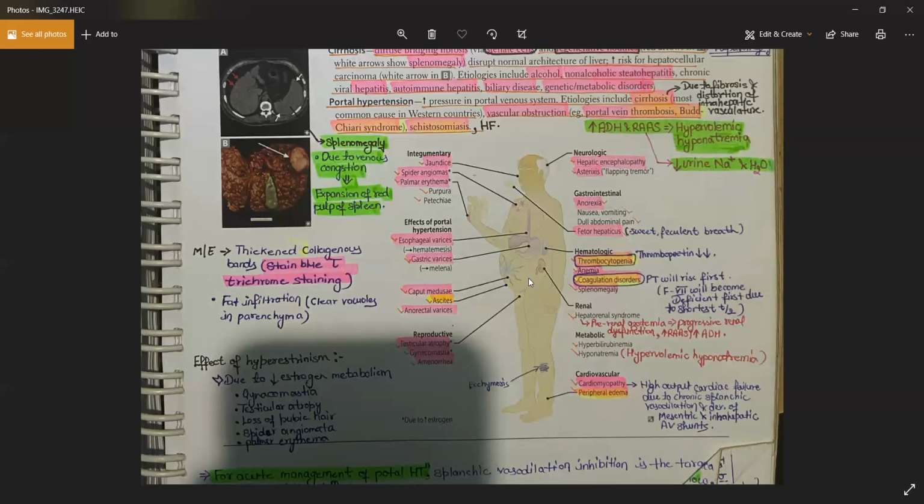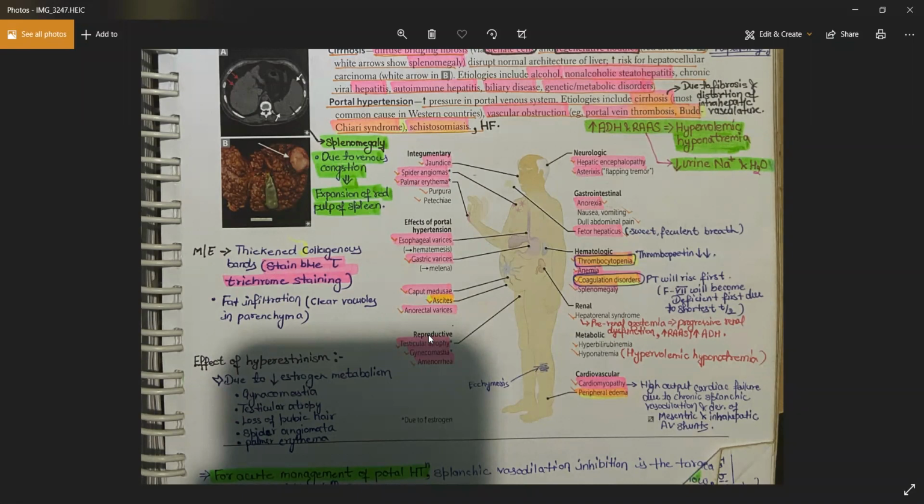So these complications are because of the portal hypertension, right? And the previous ones we discussed are because of the cirrhosis or liver dysfunction, right? So we have discussed jaundice, spider angiomas, and palmar erythema. Please remember it is because of high estrogen levels. Purpura is because of loss of platelet function, right? The petechial rash is because of loss of clotting factors. Esophageal varices, gastric varices, caput medusae, ascites, and anorectal varices can all occur because of the portal hypertension, right?